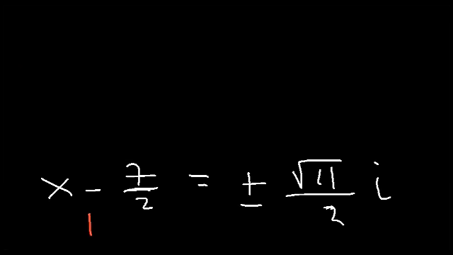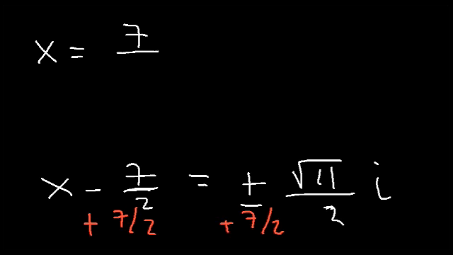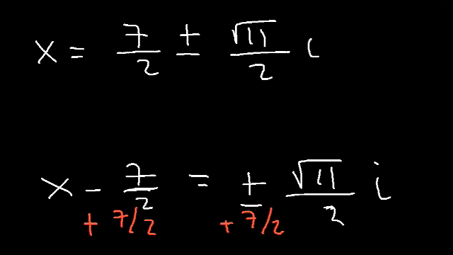Now the last thing that we need to do is add 7 over 2 to both sides. So the final answer for this problem, x is equal to 7 over 2 plus or minus root 11 over 2 i. So I'm going to leave the answer like this.